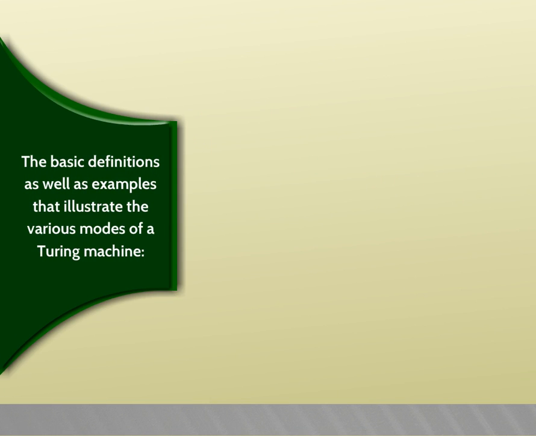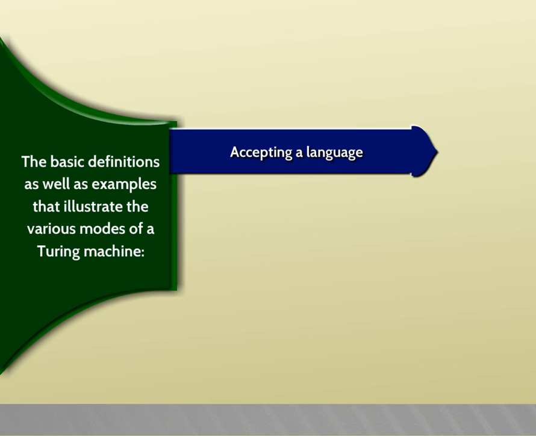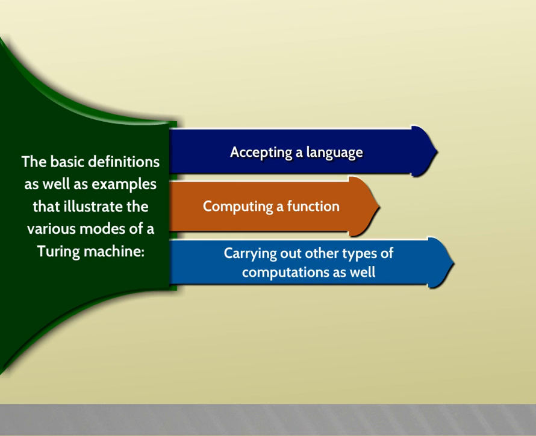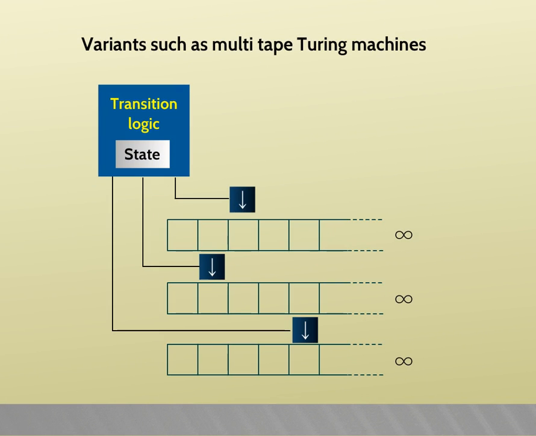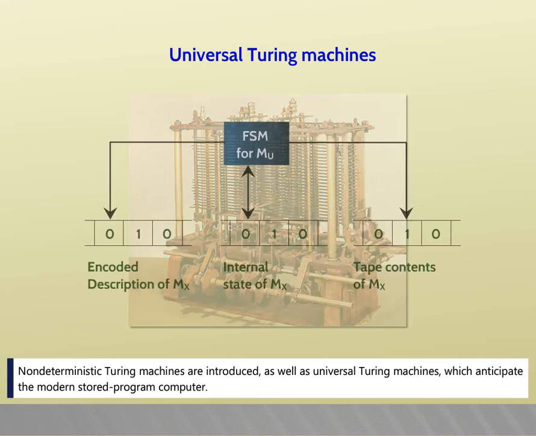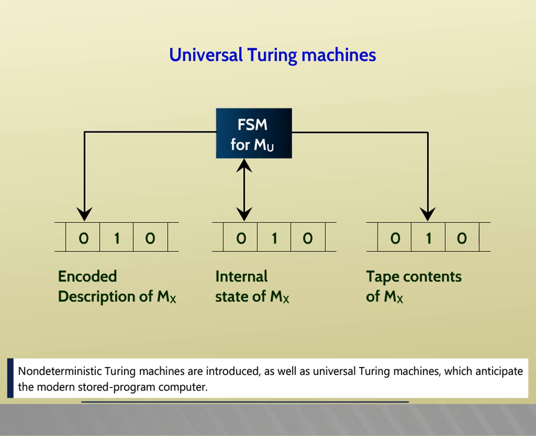The basic definition as well as examples that illustrate the various modes of a Turing machine, accepting a language, computing a function, and carrying out other types of computations as well. Variants such as multitape Turing machines, nondeterministic Turing machines are introduced, as well as universal Turing machines, which anticipate the modern stored program computer.